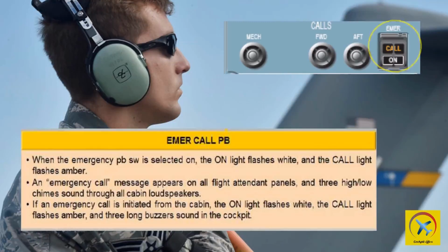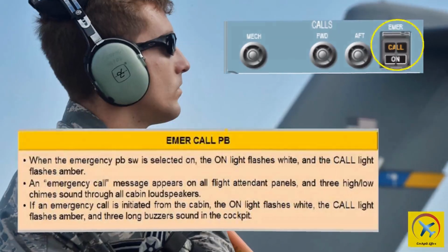Reset is achieved when the flight attendant hangs up the handset or by cycling the emergency call switch from on to off. On: when the EMER call switch is selected on, the on light flashes. The call light flashes. A pink light flashes at all flight attendant area call panels. An emergency call message appears on all flight attendant indication panels. A high or low chime sounds through all loudspeakers.